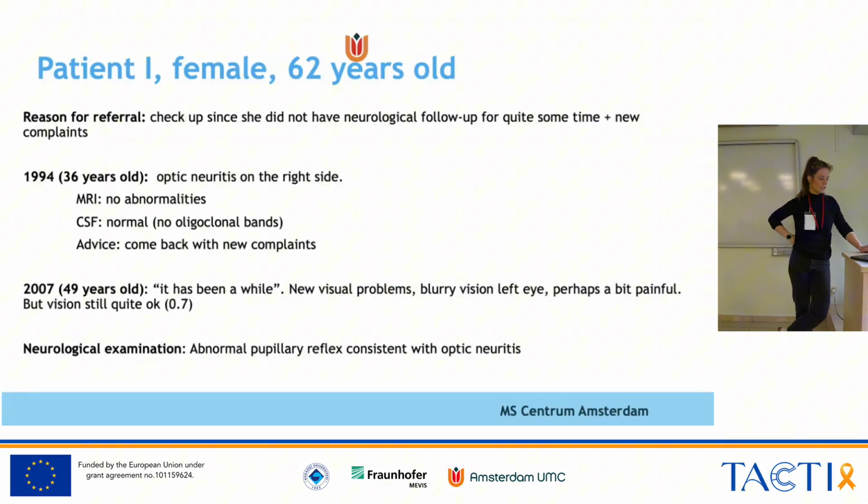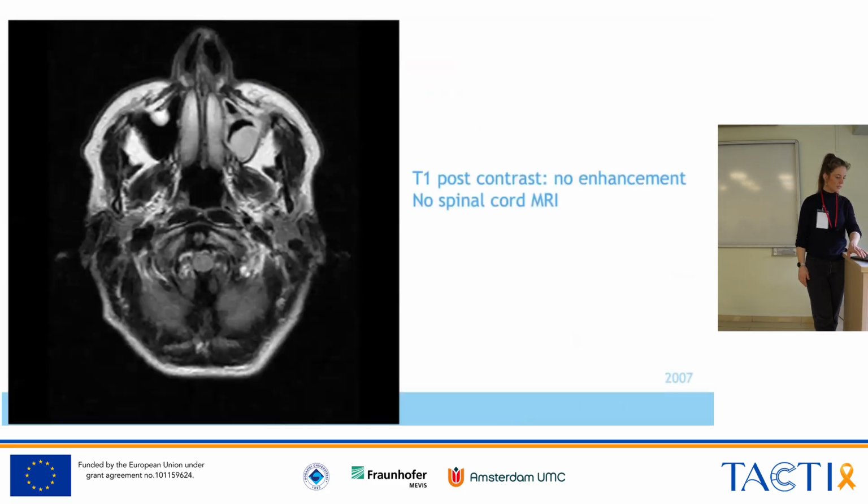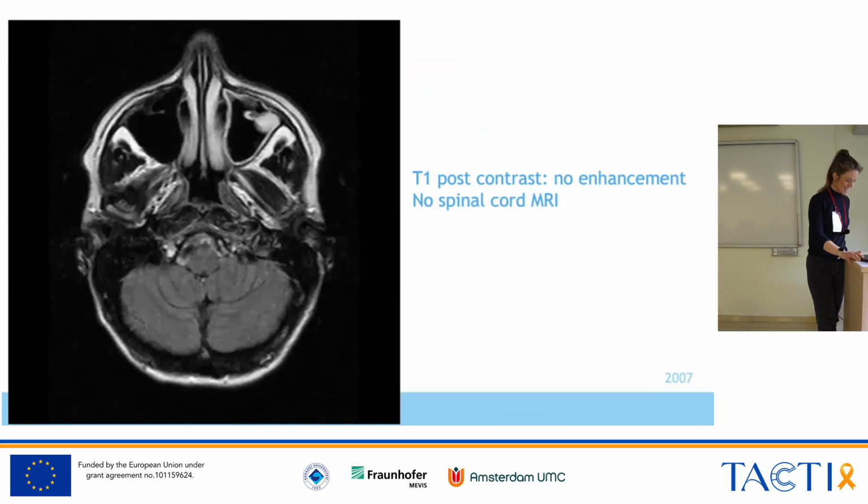Well, it's been a while, but I have some new visual problems, blurry vision, and perhaps it's also a bit painful, but the vision was still quite okay. So it was a little bit diminished, but not so bad. So the neurological examination showed signs consistent with optic neuritis. And remember that the first scan was completely normal. And then we did this scan.